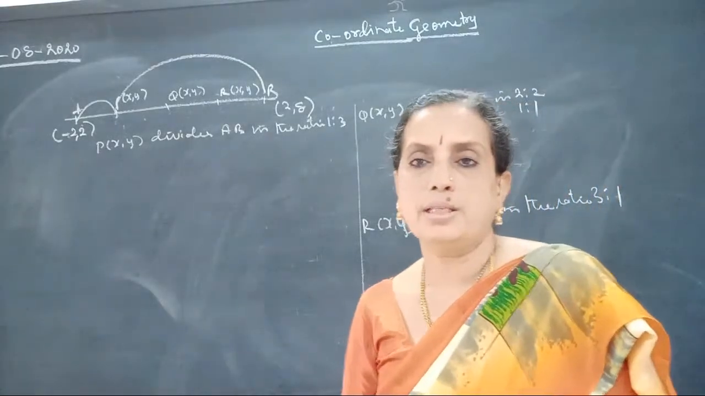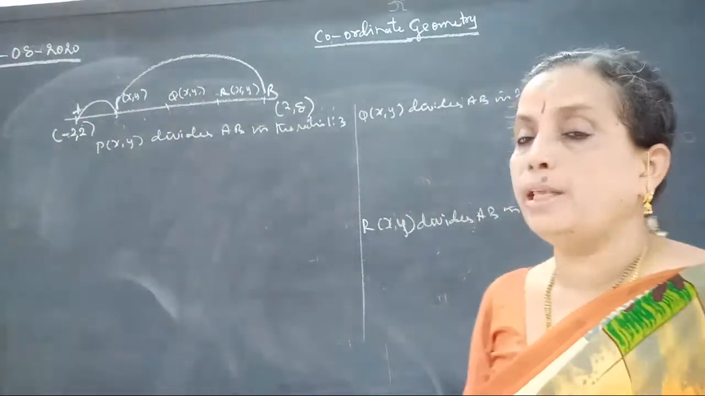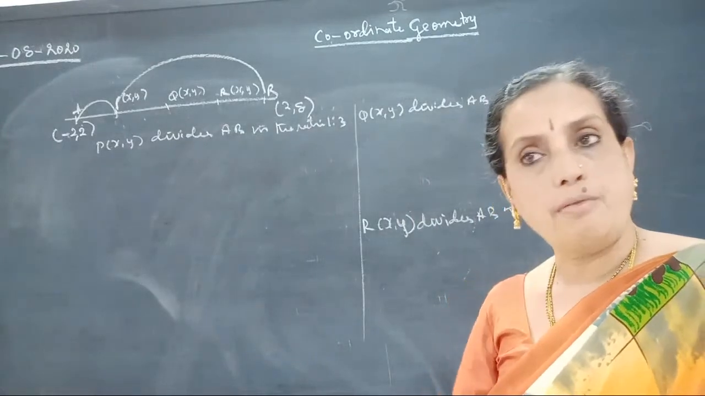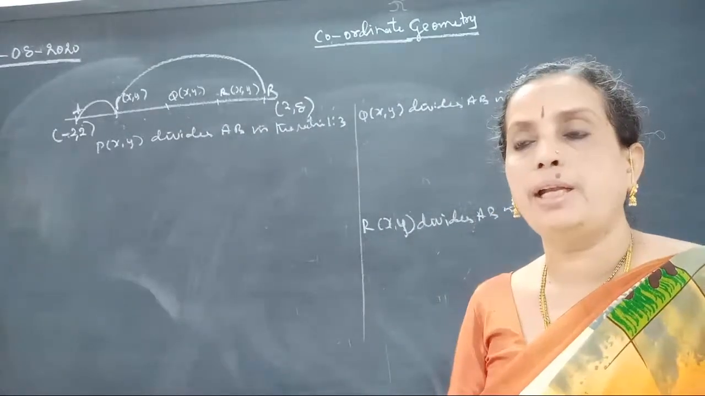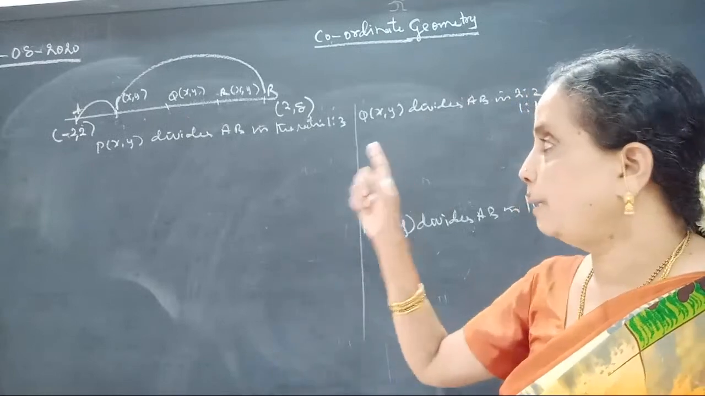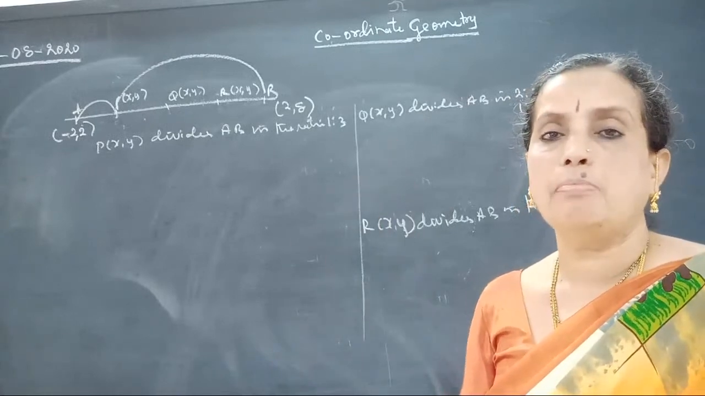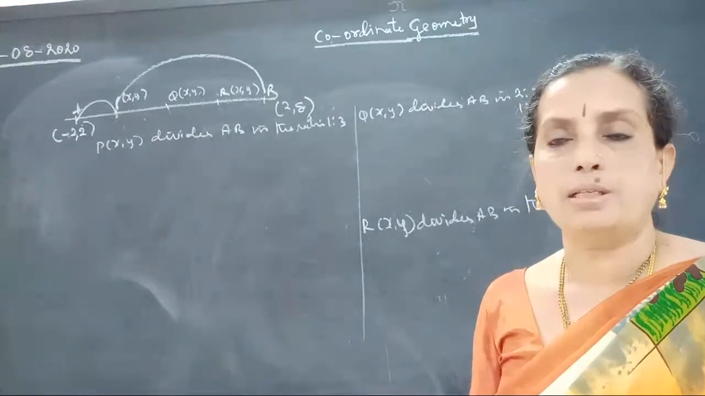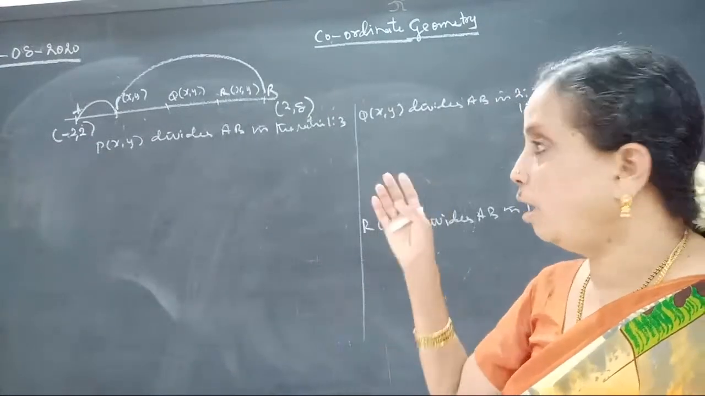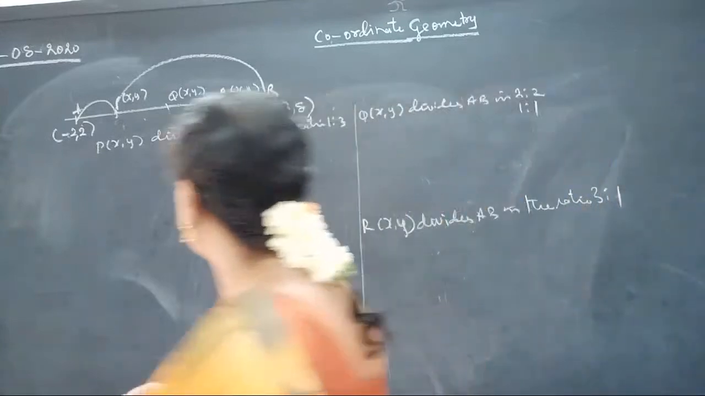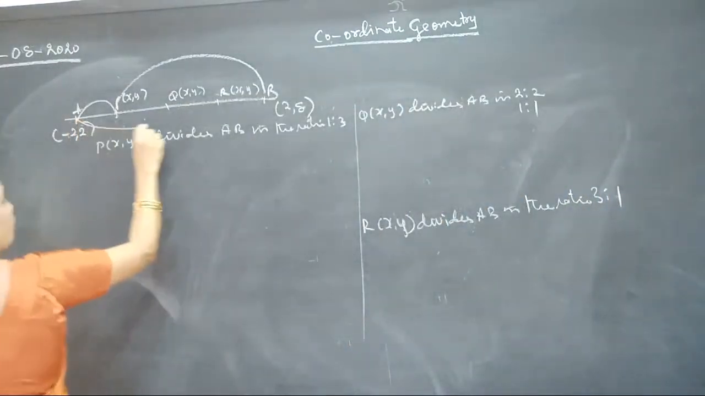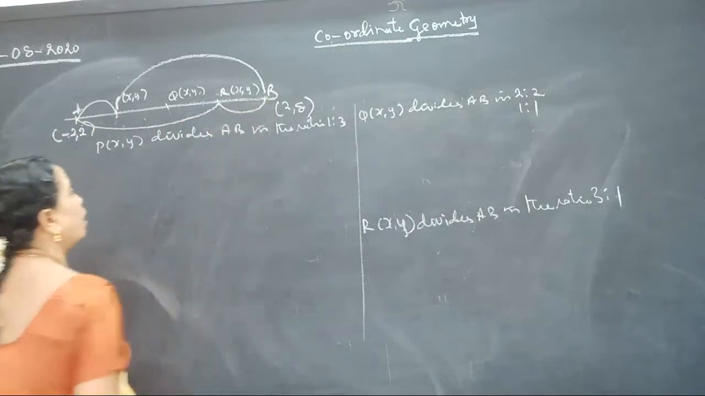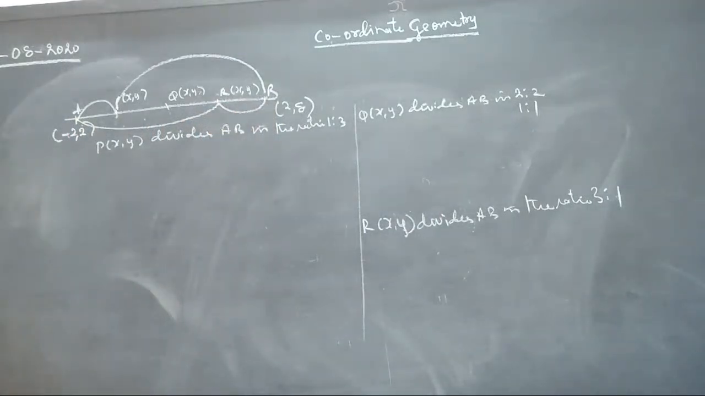The question is, line segment AB is divided by points in 3 different conditions. Point P 1:3, point Q 1:1 because 2:2 is 1:1, and point R divides in the ratio 3:1. So please mark it in your figure so that there won't be any confusion. Okay? Now let us take point P.